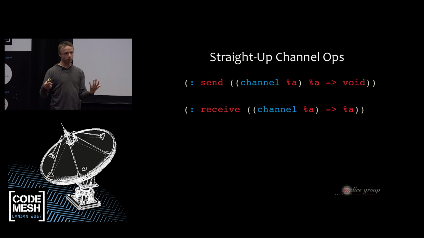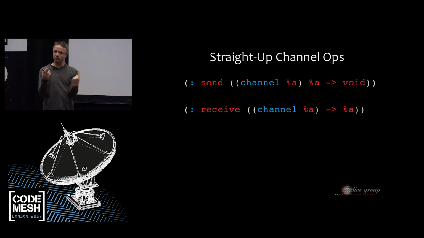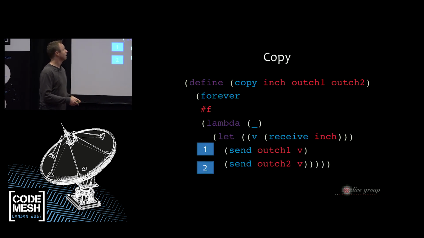And these are synchronous operations. So a send and a receive have to meet for both of them to succeed. Okay, that's important if you're used to a framework where these things are asynchronous. In Concurrent ML, they're synchronous. They have to actually meet simultaneously.